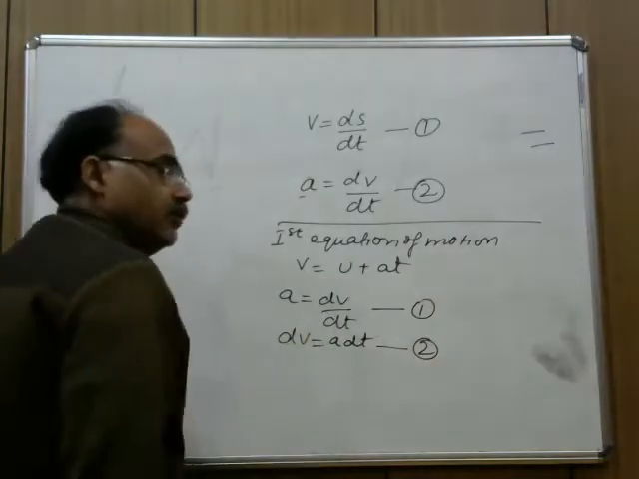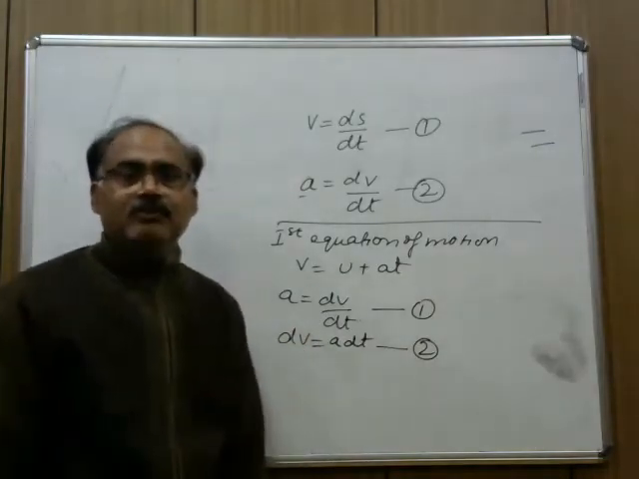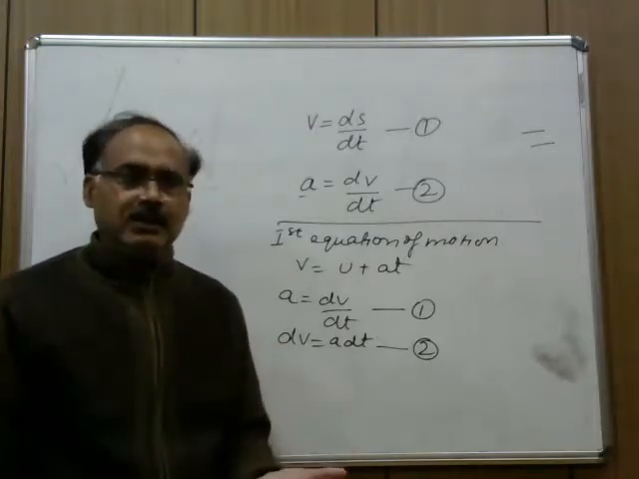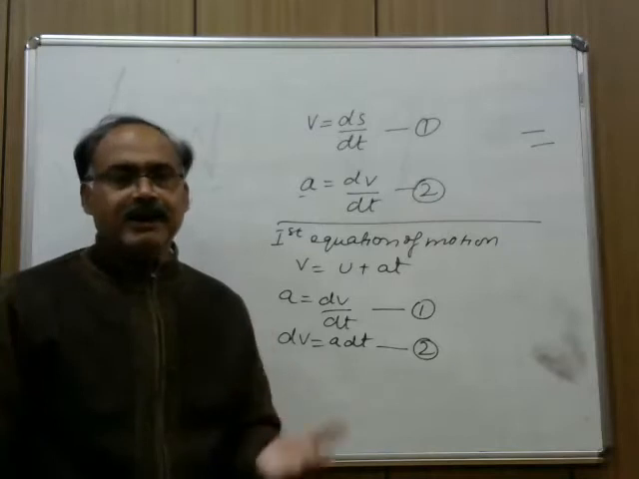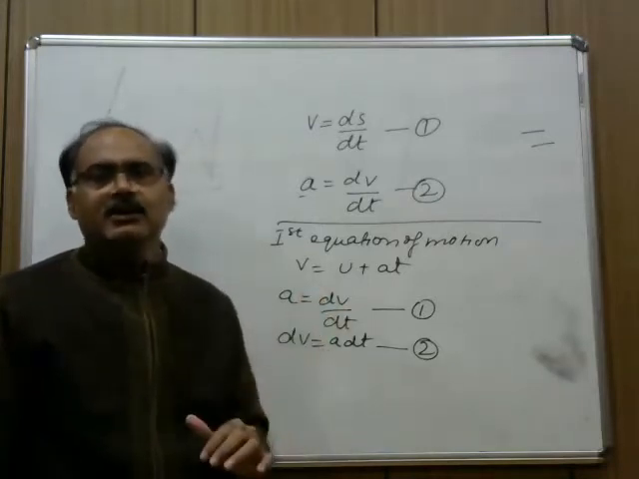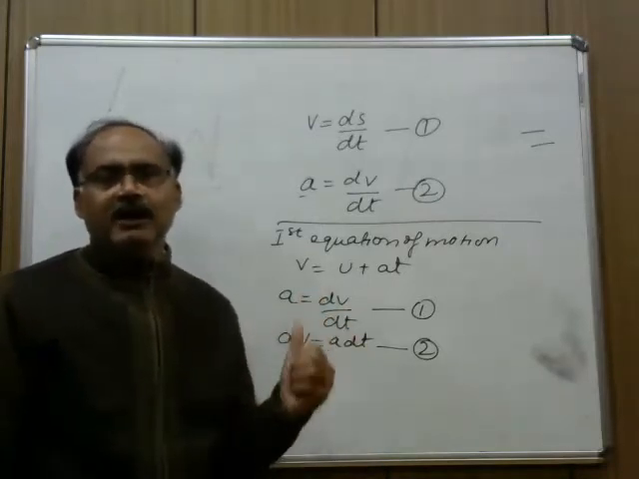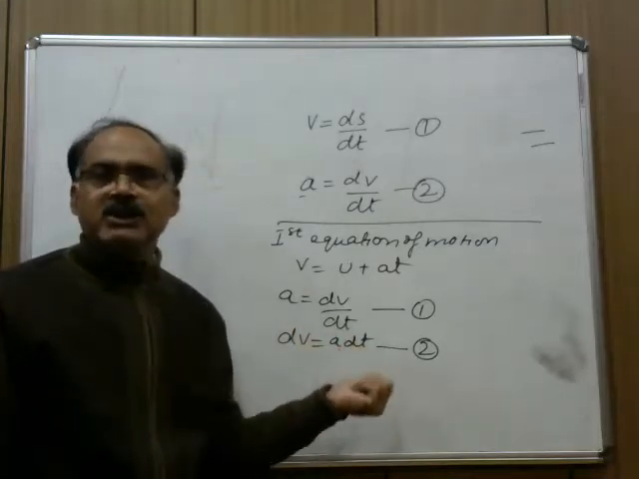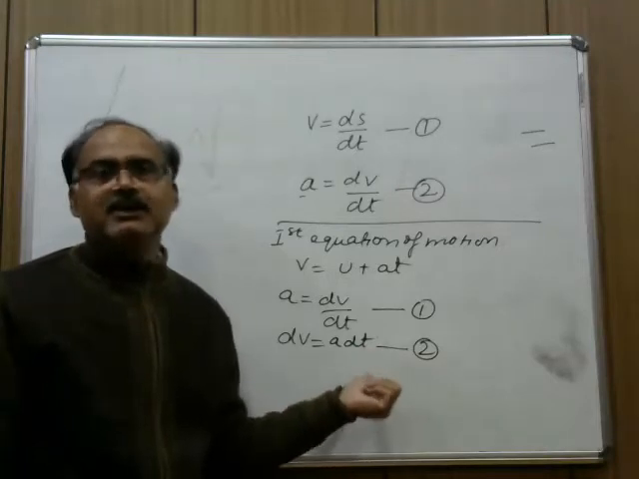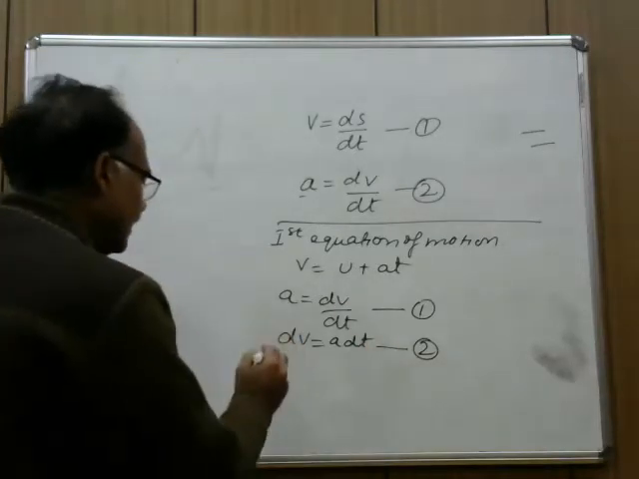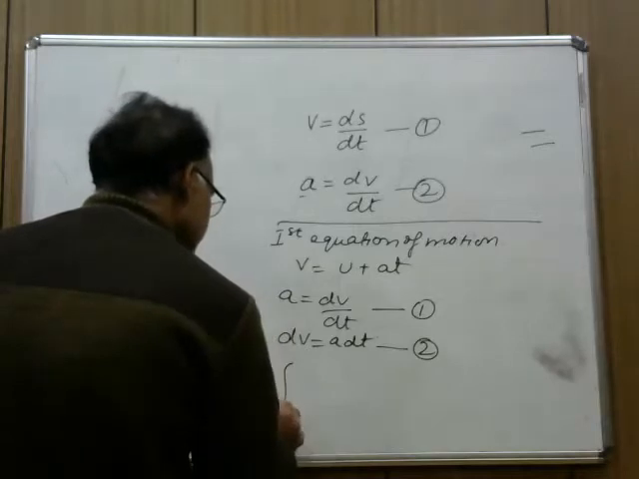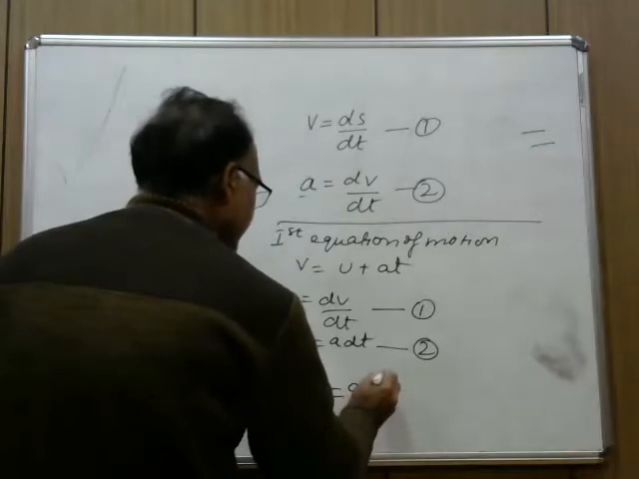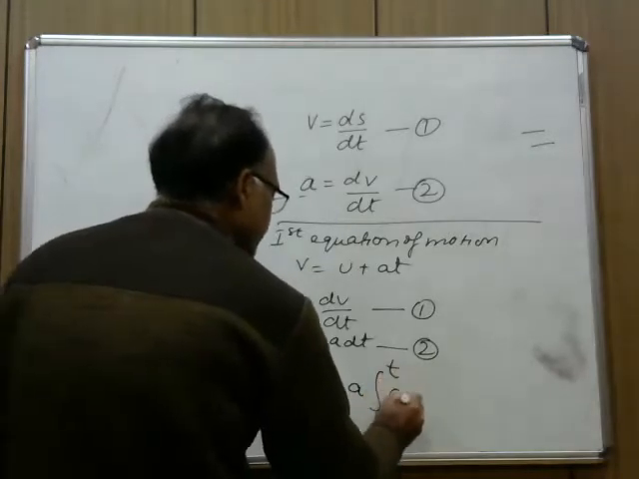Now, we know that velocity is increasing from initial velocity u to final velocity v. So, while integrating the function, we will write lower limit as u and upper limit as v. And for the limit of the time, initial time is 0 and final time is t. So, we integrate this function, that is integral from u to v of dv is equal to a times integral from 0 to t of dt.